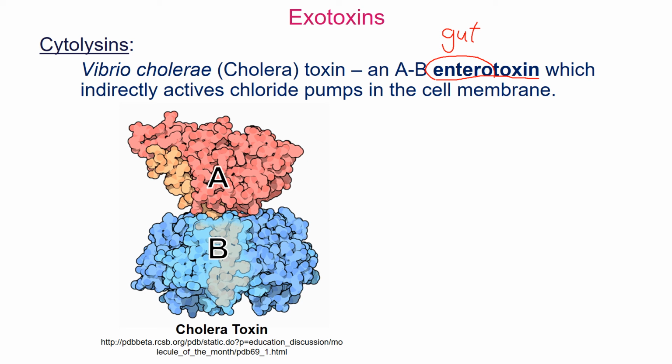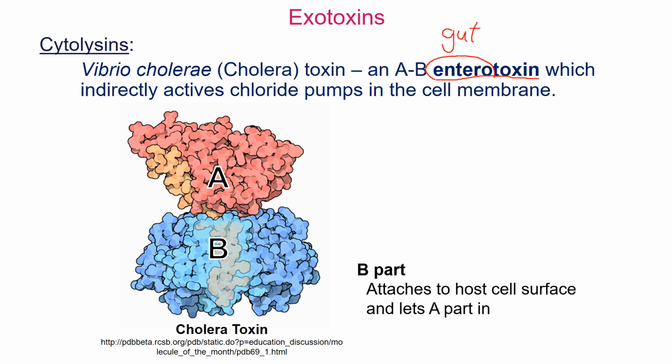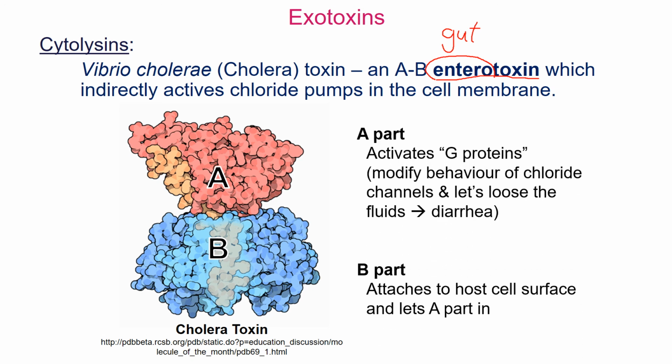It's kind of interesting. This is also called an AB toxin. You can see we have these two parts. The B part is the part that basically binds and recognizes the host cell. And then the A part is the part that actually does the damage. So in this case, the damage is modifying chloride channels, which changes your water balance in your gut, which leads to a crazy amount of diarrhea.